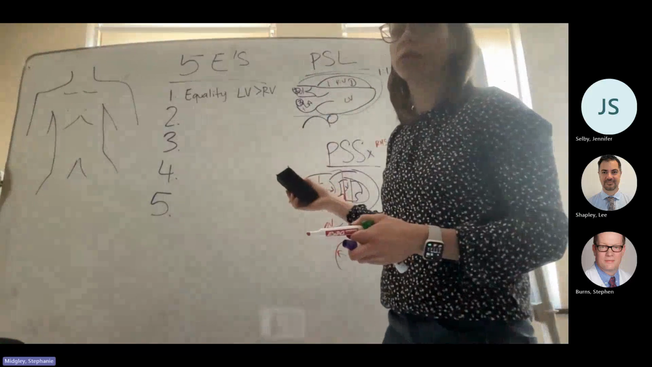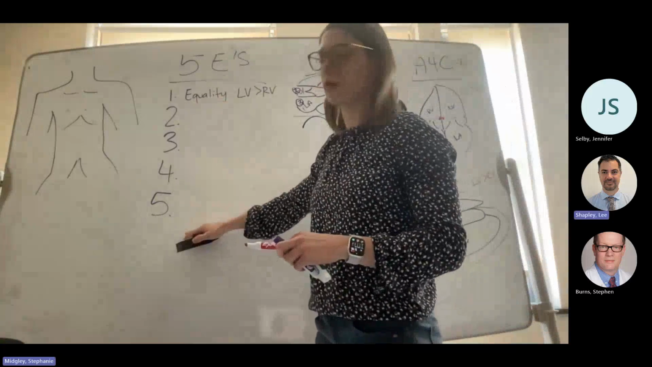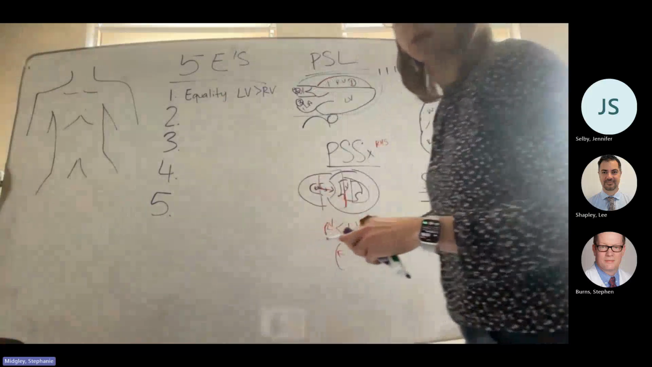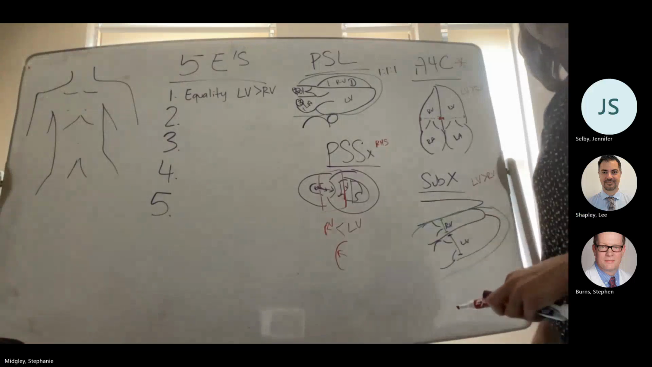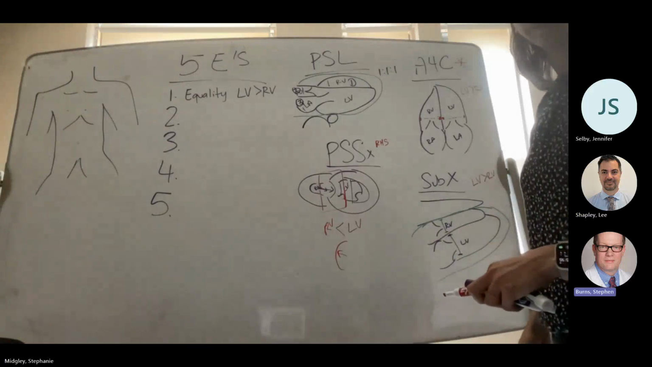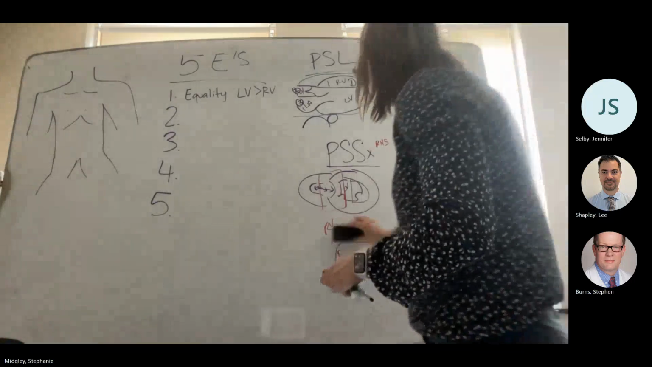Do you guys want to go through findings for right heart strain quick, or do you want me to go through all the 5 E's first, and then we'll go through tamponade and PE? For the rest of the 5 E's, okay, perfect.